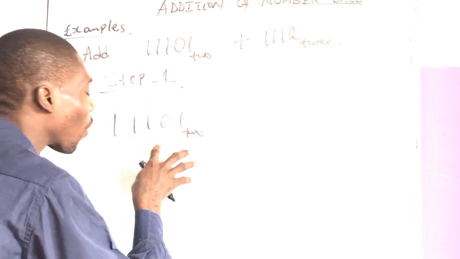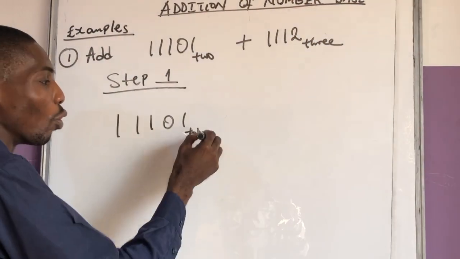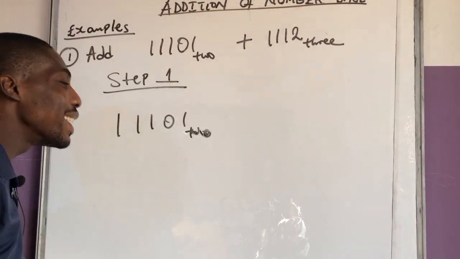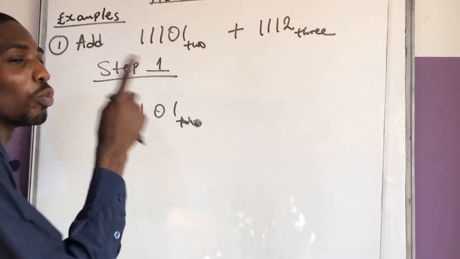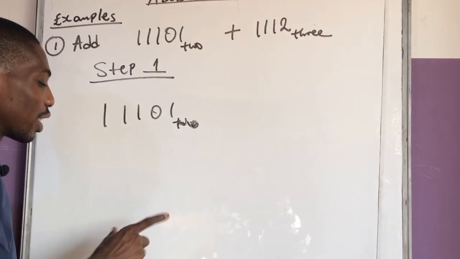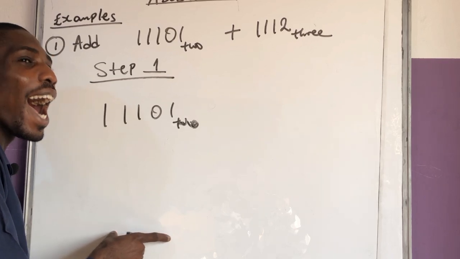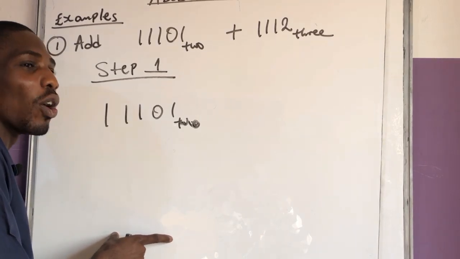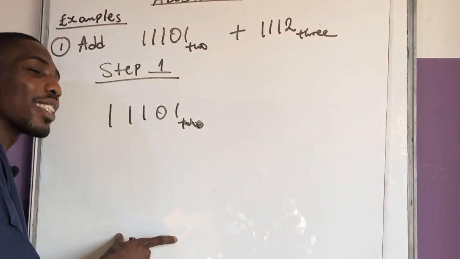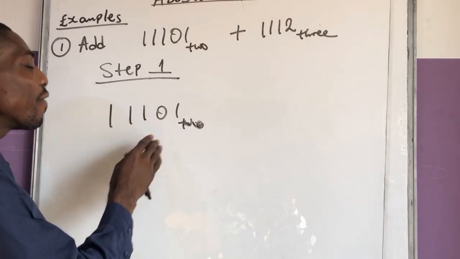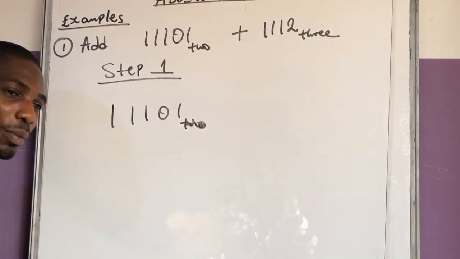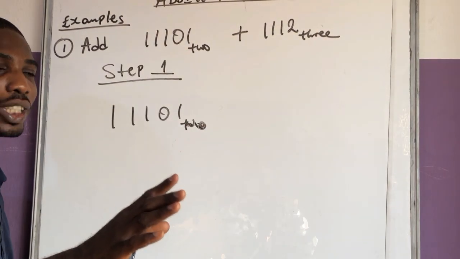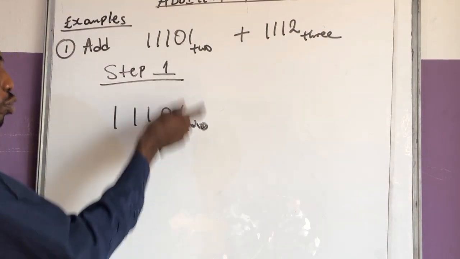So how do I convert from base 2 to base 10? Why do I need to convert from base 2 to base 10? Why can't I convert from base 2 to base 3? It is because only base 10 has the ability to convert to any other base. Every other base apart from base 10 has to come to base 10 before it can be changed to any other base.